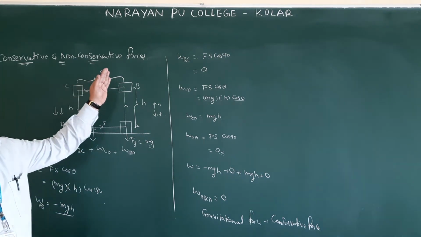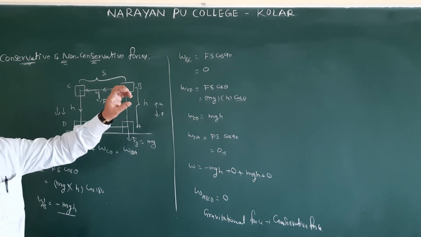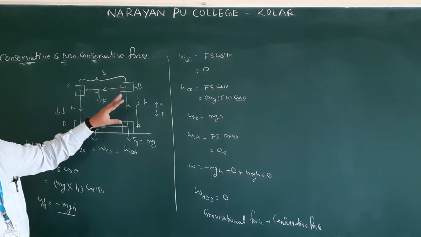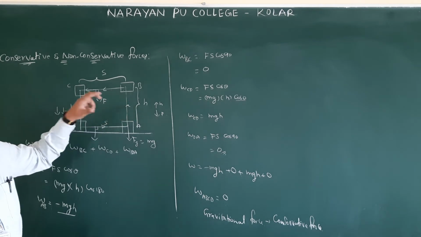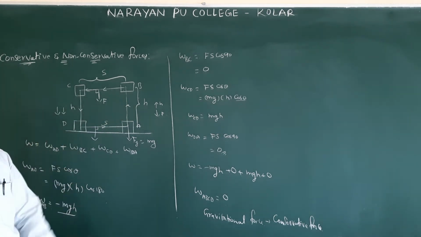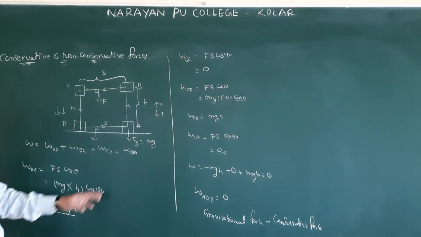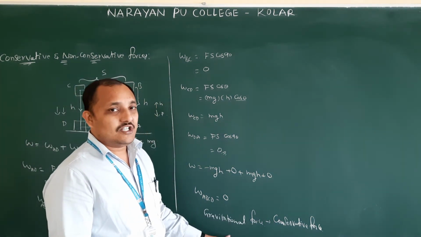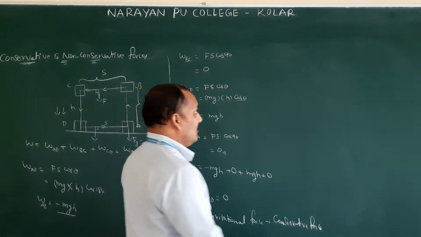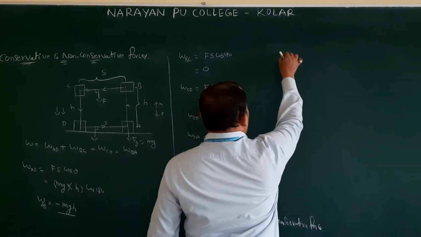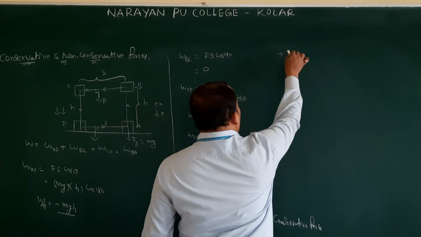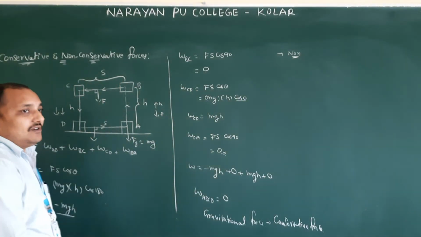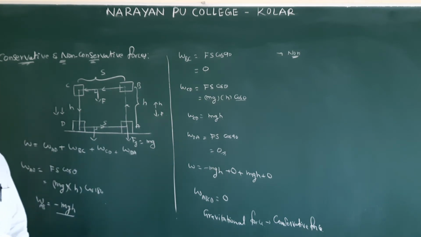So a force is said to be a conservative force when the resultant work done in a closed path is 0, and the work done does not depend on the path followed by the object. Examples: gravitational force, spring force, electrical force. Now, non-conservative force means the reverse. So the resultant work done will not be 0, and it depends on the path followed by the object.